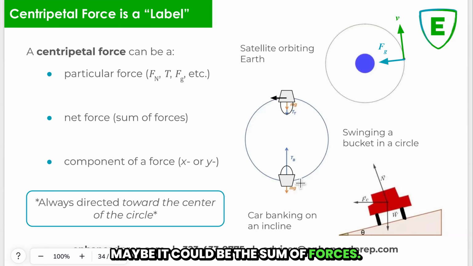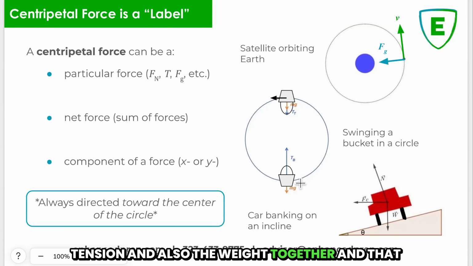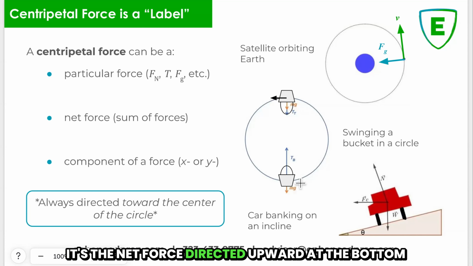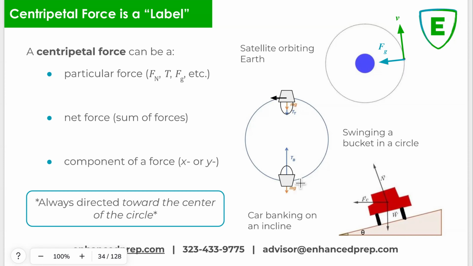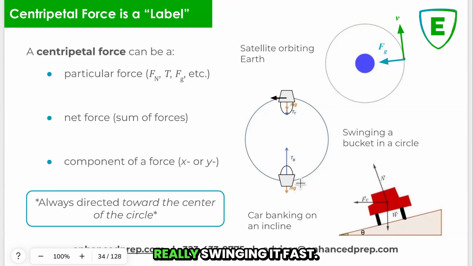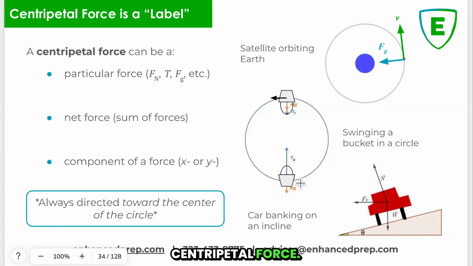Maybe it could be the sum of forces, like swinging this bucket. In both cases, I add the tension and the weight together, and that difference is the centripetal force. It's the net force directed upward at the bottom here. At the top, though, I add together the weight and the tension. Add them up there, and that gives me the net force directed inward. To keep it in the circle, I have to have a large centripetal force.